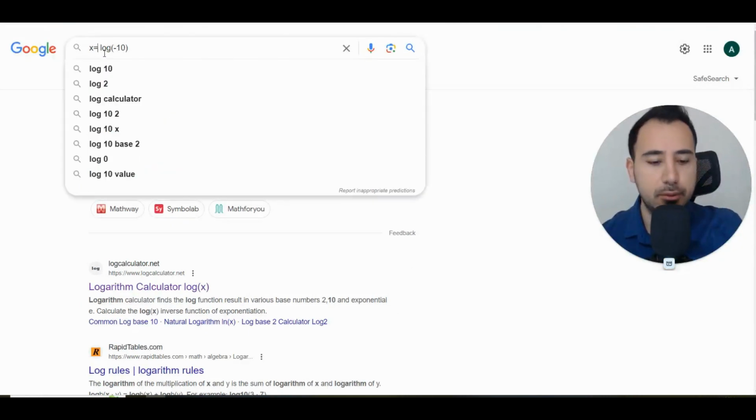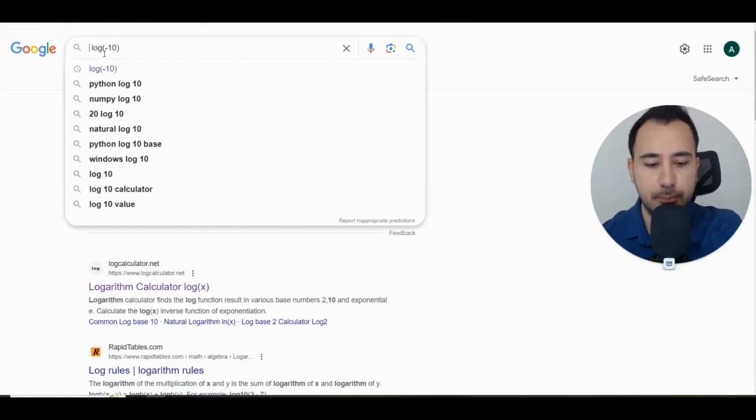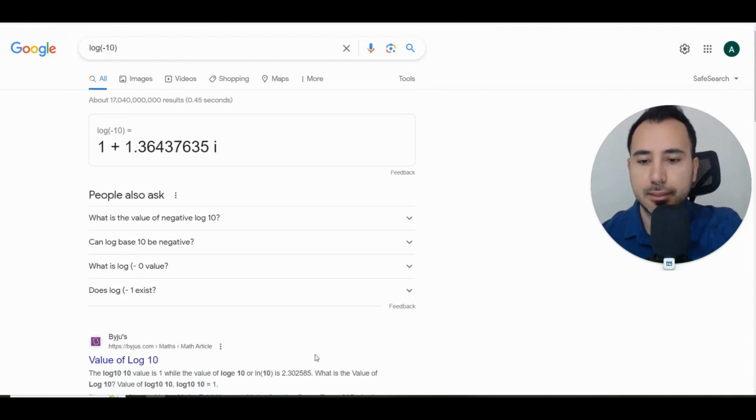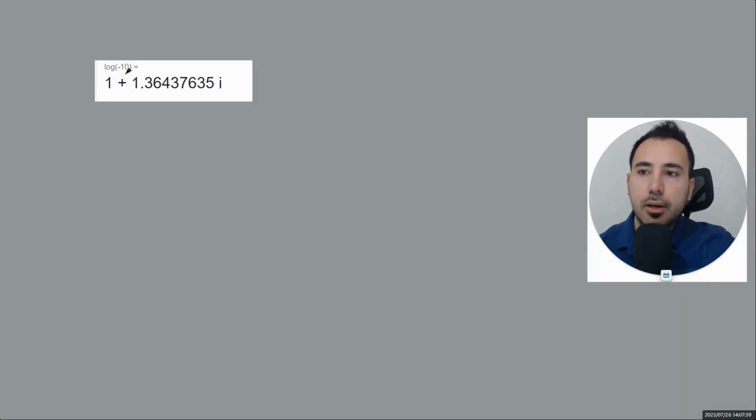Now, if I go and remove this x from the equation, you see that there is a value for it. But as you see, this is a real part and this is the imaginary part. There is i. So let's go and see if we can get this value ourselves. Now let's see why log negative 10 is equal to this expression.